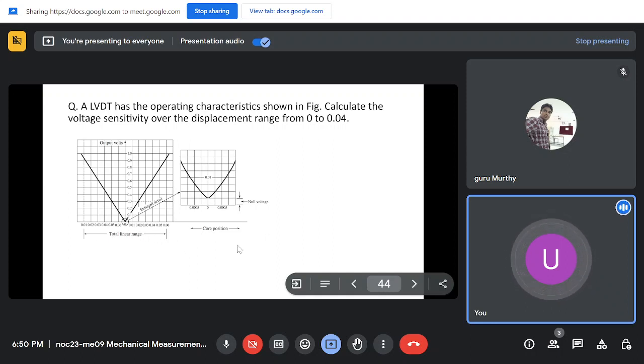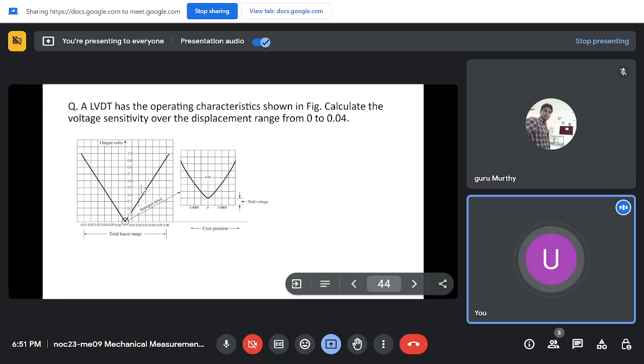So the linear range it can move is given. Here we have been asked to calculate the voltage sensitivity from a displacement range of 0 to 0.04. For 0, it's very small voltage, close to 0, you can take it as 0. And for the displacement at 0.04, if you see, it's 0.6, but it's greater than 0.6, it's 0.62.